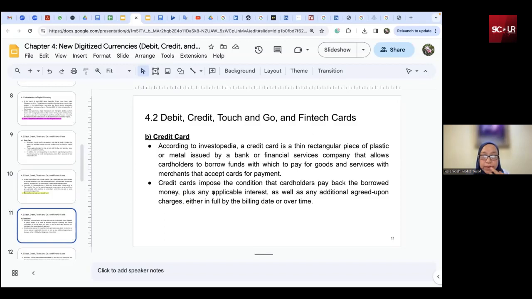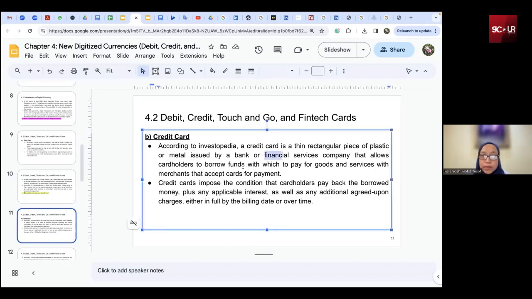Then what is the credit card? Credit card is a plastic card issued by the bank or financial services company that allows the cardholder to borrow funds. Financial services. Dangerous. Okay, that borrows the funds. Dangerous part ni. Okay, borrow funds to pay for goods and services which merchants accept cards for payment.